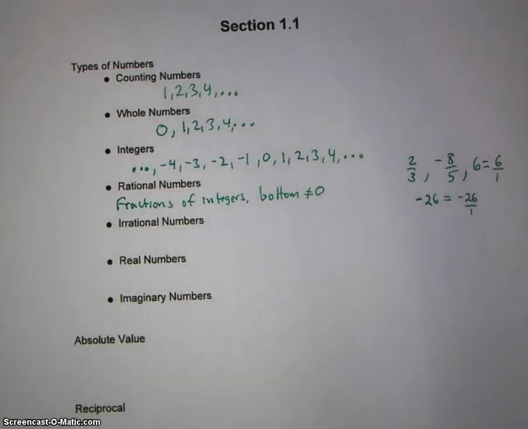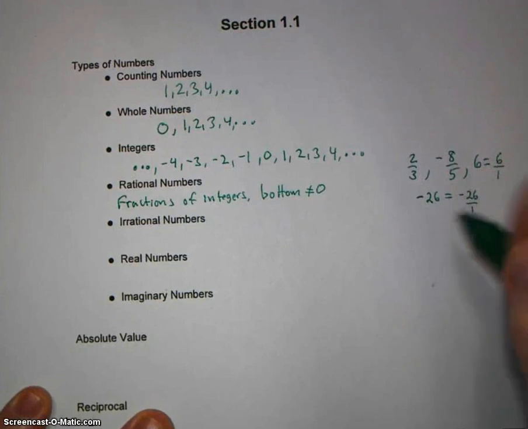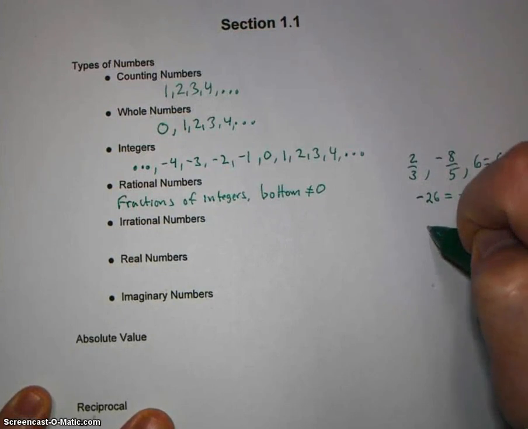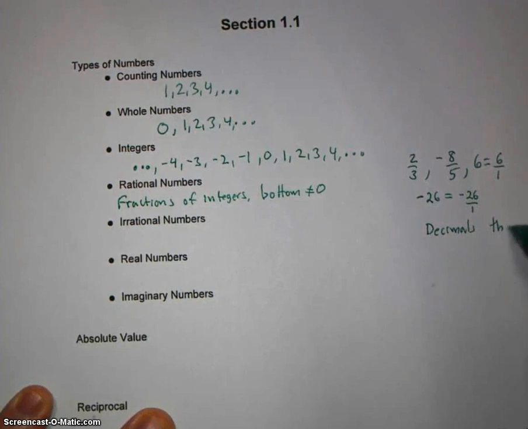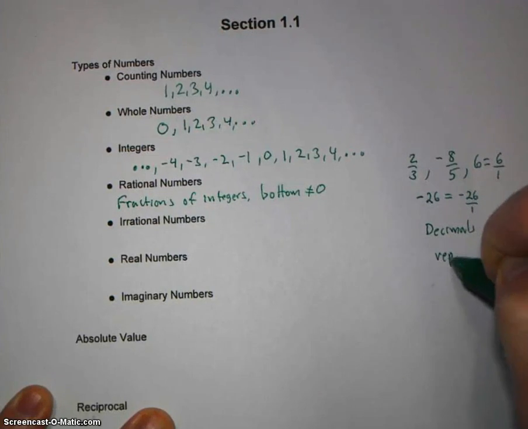Now, there's another way to describe rational numbers. I should have left myself more space here, but I didn't. That's okay, I'll write over here. The other way to describe rational numbers are decimals that repeat or terminate.